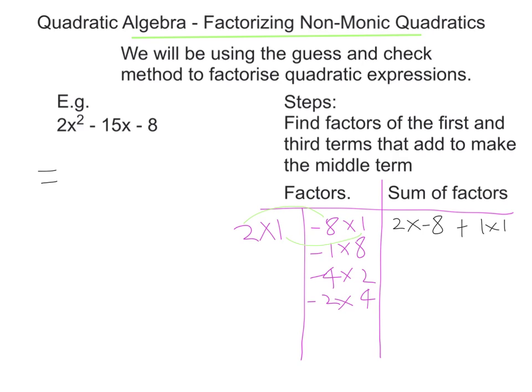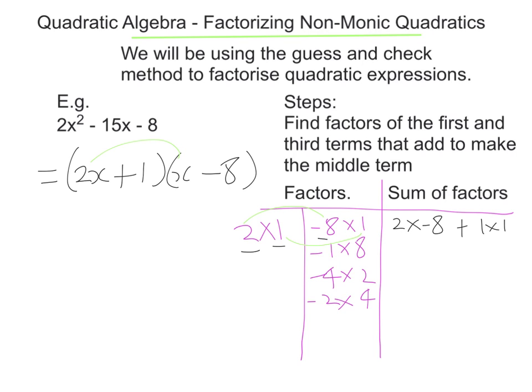So let's have a look. So the answer is going to be 2x and x, that's the 2 and the 1. The minus 8 needs to multiply by the 2, so it needs to be in the second bracket. And the 1 needs to multiply by the x. So let's just check that.